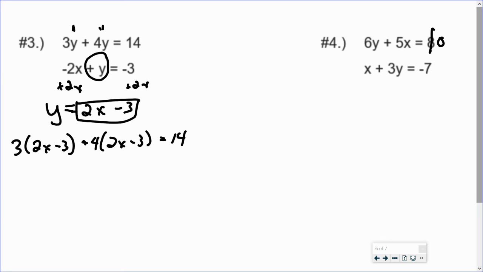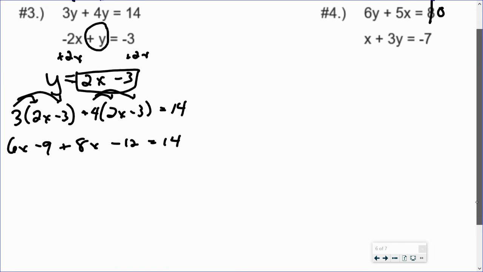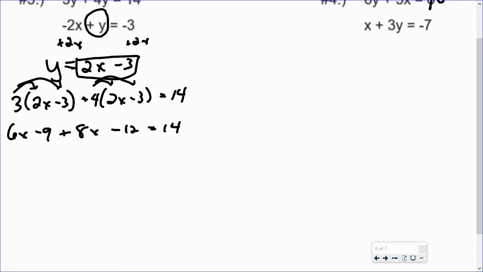Okay, next step. I really don't like parentheses, so I got to get rid of that. So let's multiply this thing out. And let's multiply here. Okay, so far so good. Now, I don't combine like things because this is awfully long and confusing. So 6x and 8x is 14x. Minus 21 is equal to 14. I got the x's on the left, so let's move this 21. Let's add it to both sides.